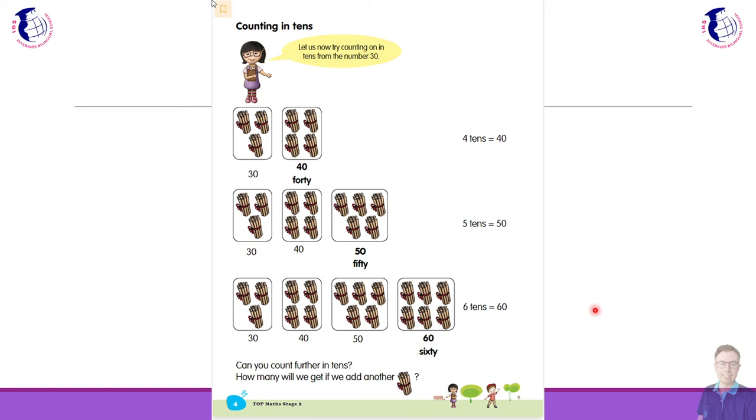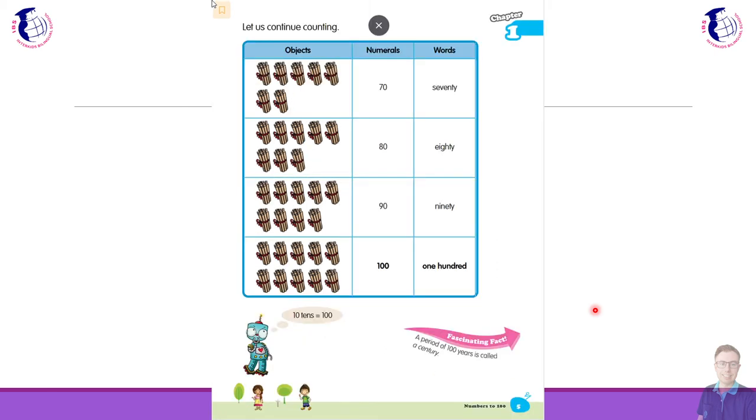So it would be 70, then 80, then 90, then 100. Oh, and here it is on the next page, and it tells you the spellings as well. So it's got all the groups of individual 10 pencils. It's got the numerals, and it's got the words here. And finally, the last box tells you, there's Smarty, he says, 10 tens equal 100, which is correct, Smarty.